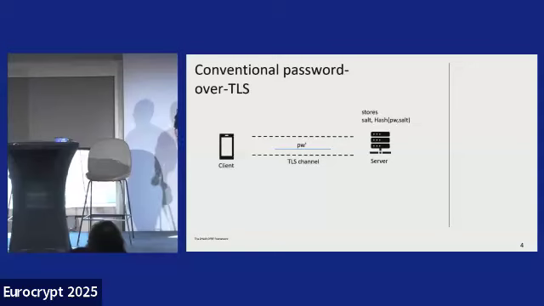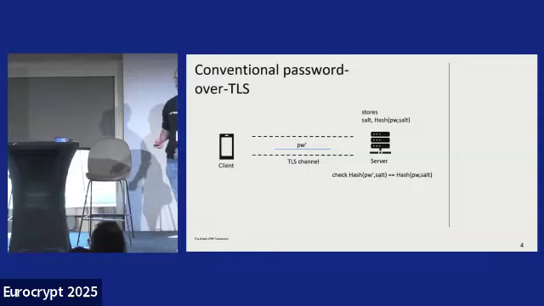What you see here is how password authentication is usually done on the internet nowadays. You have a client who wants to authenticate, and a server who pre-stored some salted hash of the password. Then you build a TLS channel, and the client sends the password attempt, PW prime, to the server. The server recomputes the hash and checks it against the stored value. There's one problem with this approach, and that is that the server sees the password attempt in the clear.